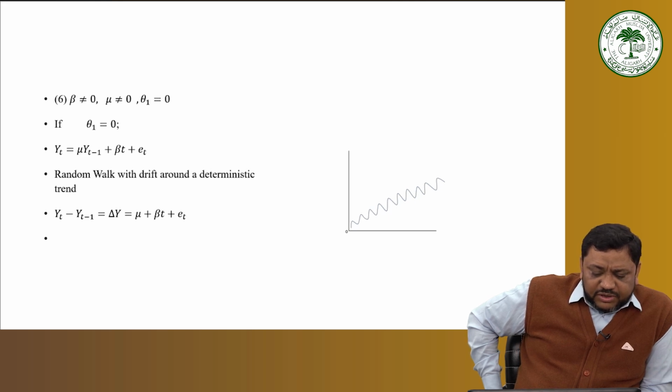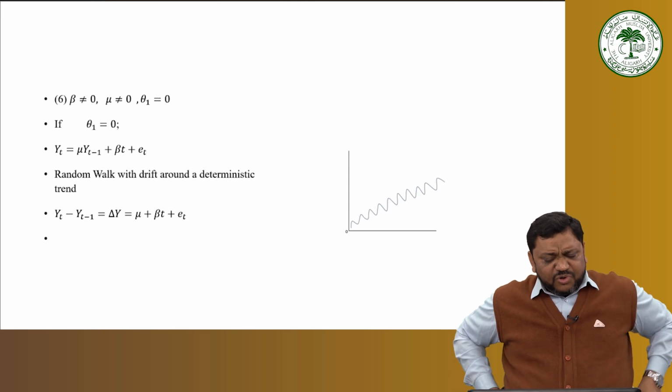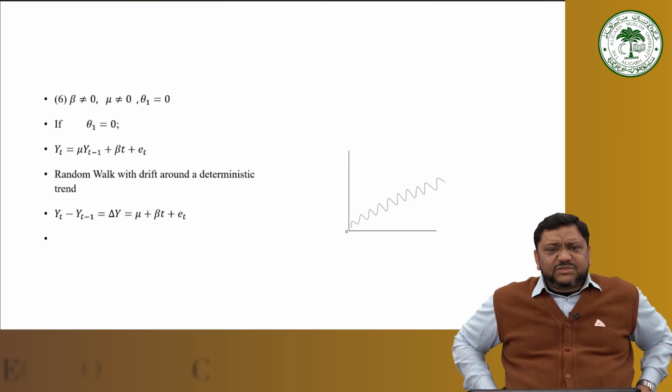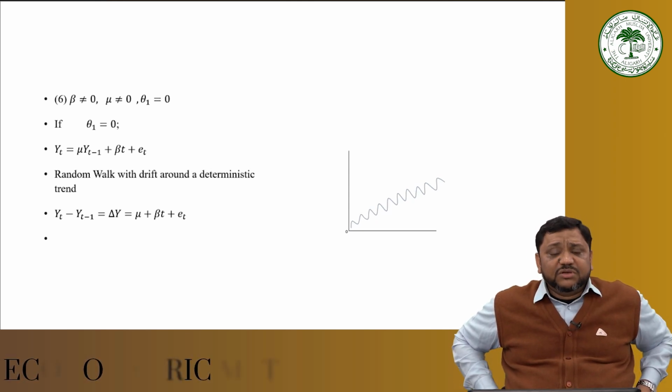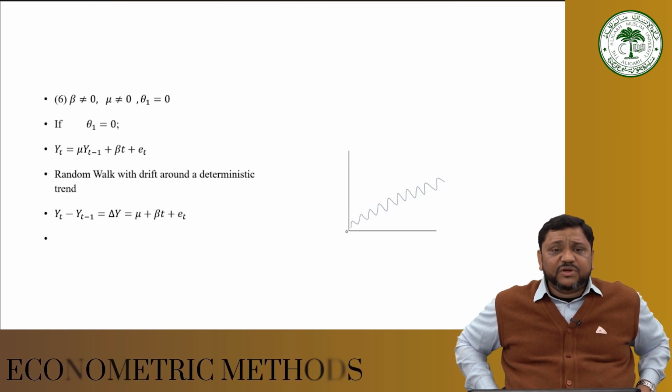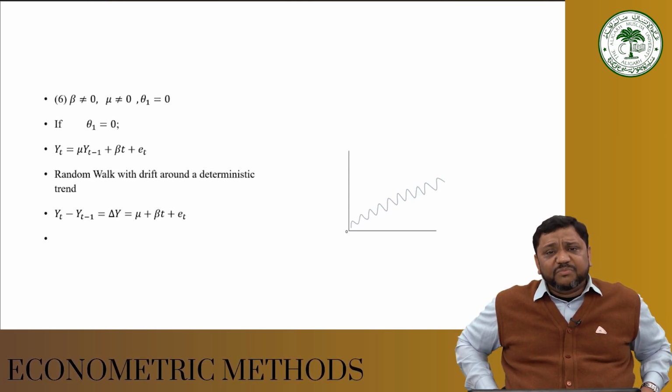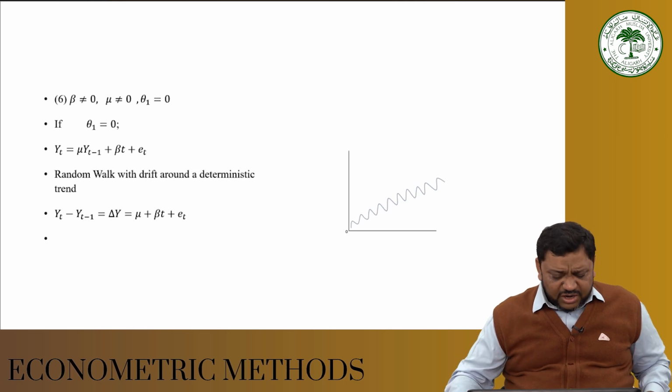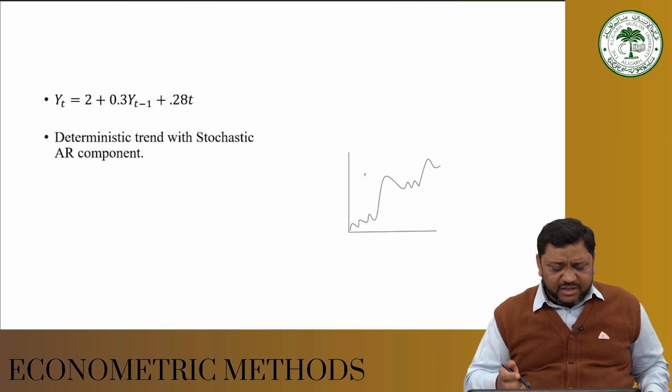Now here there is only the trend component. This is a random walk because your theta 1 itself is 0. So, if this is a drift with a deterministic trend, these are all examples of, again, this is an example.